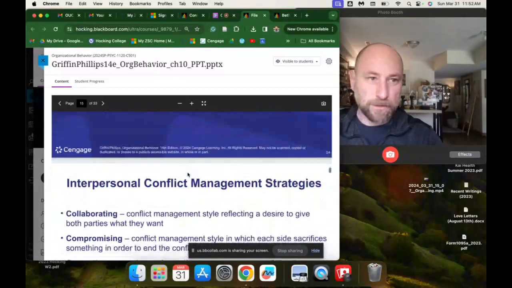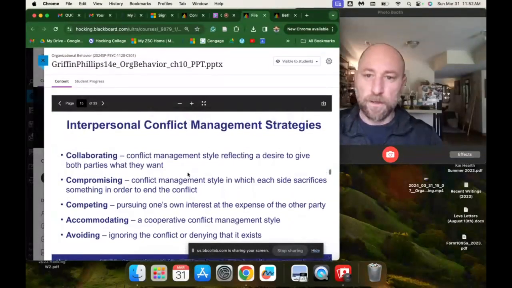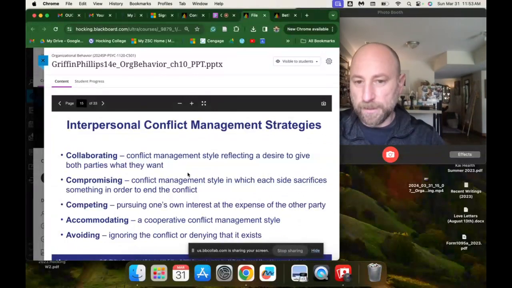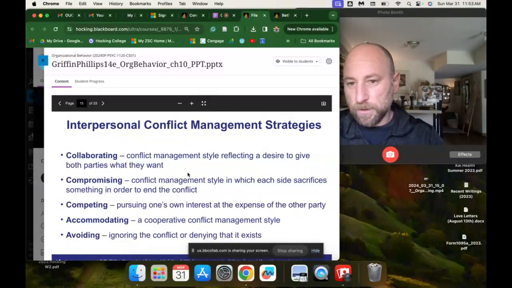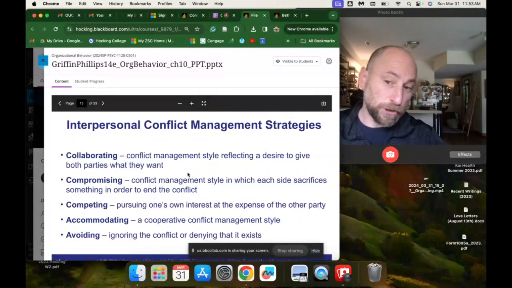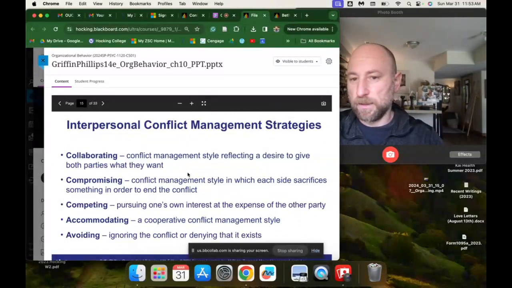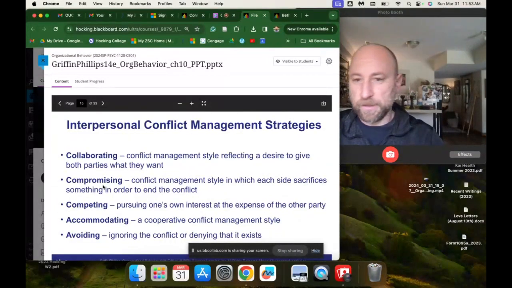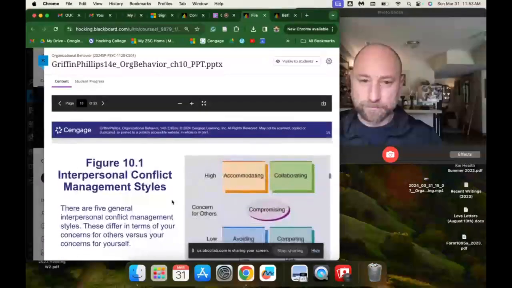All right, interpersonal conflict management strategies. Some strategies are to collaborate, right? So what's a management strategy that can help avoid or resolve conflict? Well, collaboration, compromising, competing, accommodating, and avoiding, right? So these are all different approaches to a conflict. Obviously, competing and avoiding are going to make things worse. Accommodating, collaborating, compromising are going to make things better.